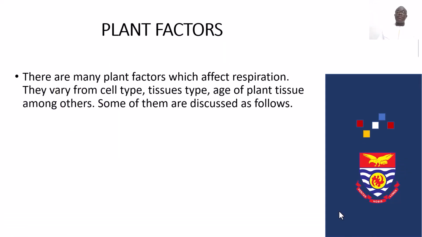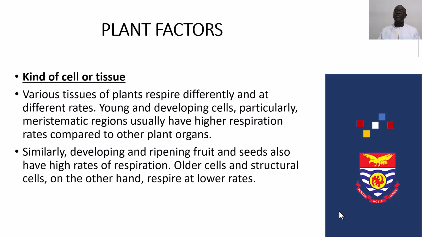Plant factors. There are many plant factors which affect respiration. They vary from cell type, tissue type, age of plant tissue, among others. Some of them are discussed as follows: kind of cell or tissue. Various tissues of plants respire differently and at different rates. Young and developing cells, particularly meristematic regions, usually have higher respiration rates compared to other plant organs. Similarly, developing and ripening fruit and seeds also have high rates of respiration. Older cells and structural cells, on the other hand, respire at lower rates.